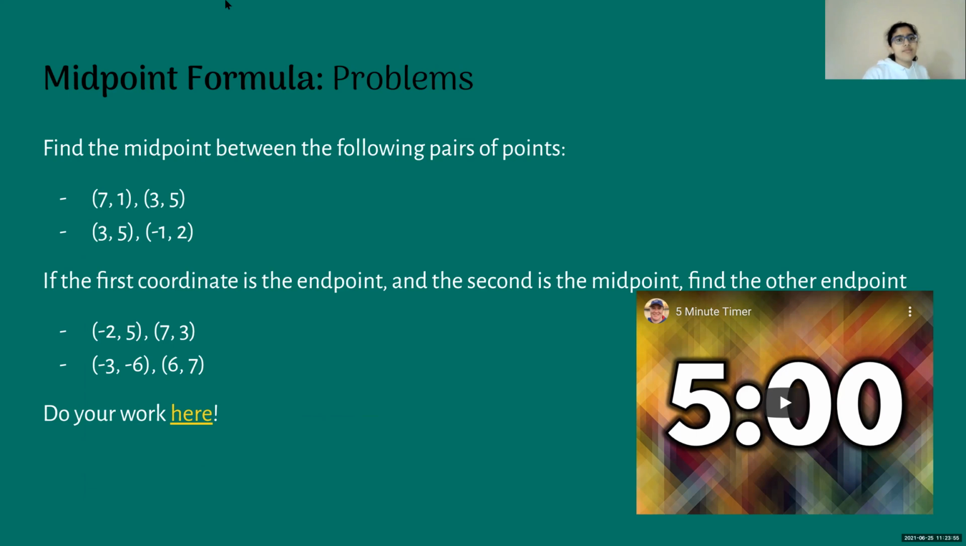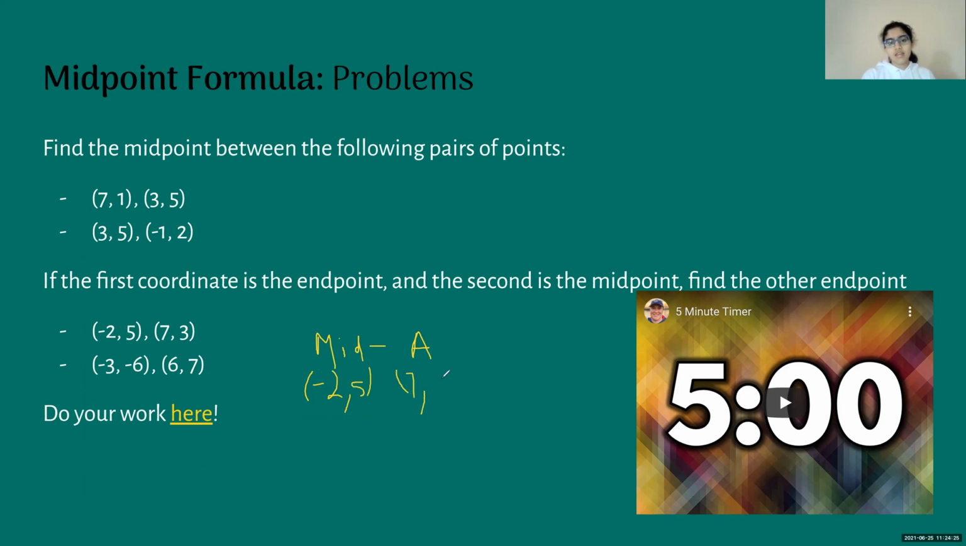Oh, sorry. Okay, so basically when we have a midpoint, let me just draw this. When we have a midpoint, we take the midpoint minus the coordinate, so minus one of the endpoints. And we get, for example, if this is -2, 5, and this is 7, 3.